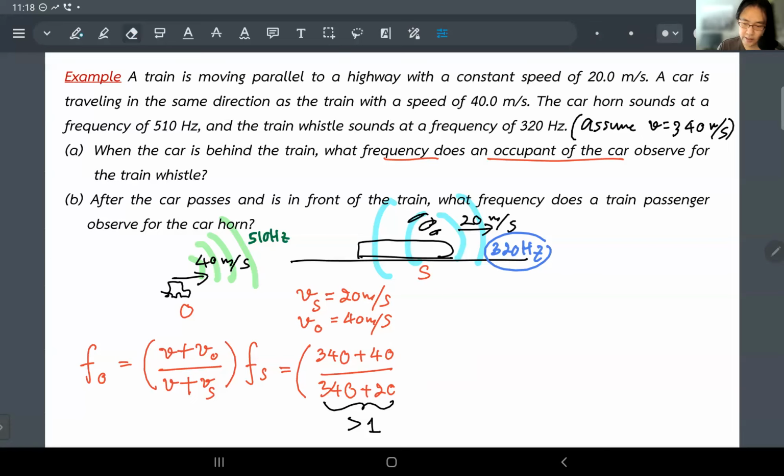So I can split this in half. 320 hertz. All right, great. All right, good. With that, now let's try part B.